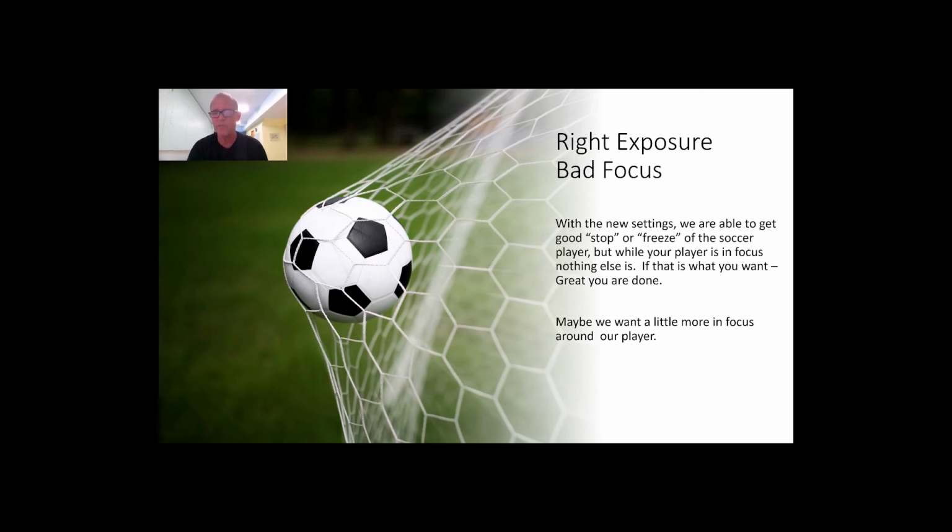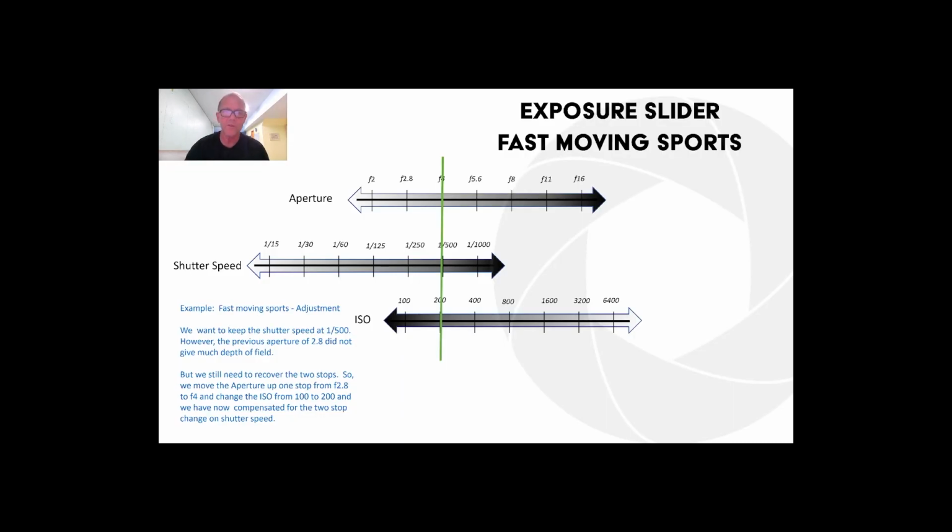But maybe you want a little bit more focus around your player than this soccer picture shows. So here we are. We've still got our 2 stops on our shutter speed that we did, but we still need to compensate for two stops of light. So we can do that by adjusting the aperture and the ISO 1 stop each. That also will compensate for the 2 stops that we moved on shutter speed. Pretty easy to do. So you kind of get the idea of what we're doing here.